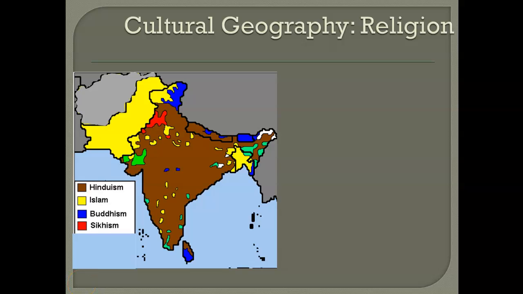Next up, let's talk about the patterns of religion throughout this area. And we have some incredibly ancient religions in this area. Hinduism is one of the oldest, if not the oldest, surviving religion in the world. And before we get into the individual religions, just study this map for a minute.